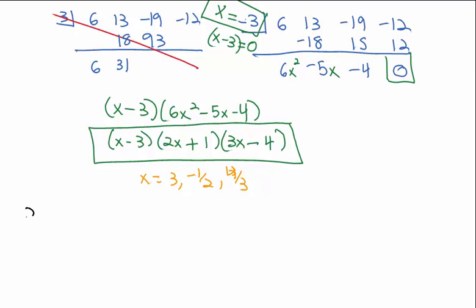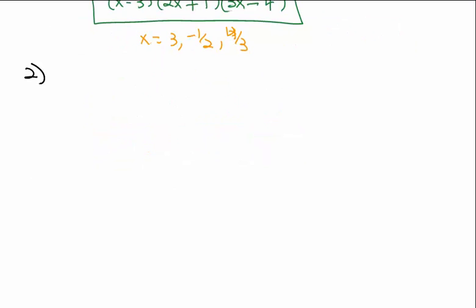Every problem is the same. These just take some brute force to work out. Some of them get big and ugly. Some of them aren't so bad. Let's try and factor x to the 4th minus x cubed minus 3x squared plus 5x minus 2.